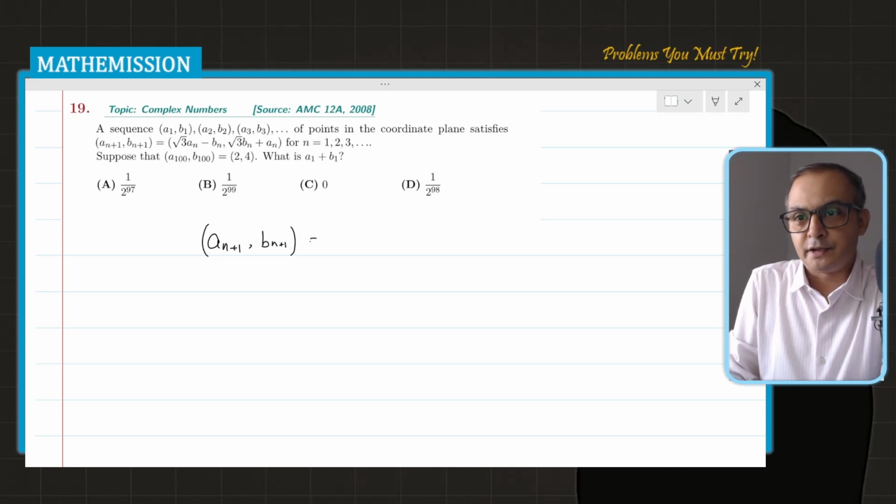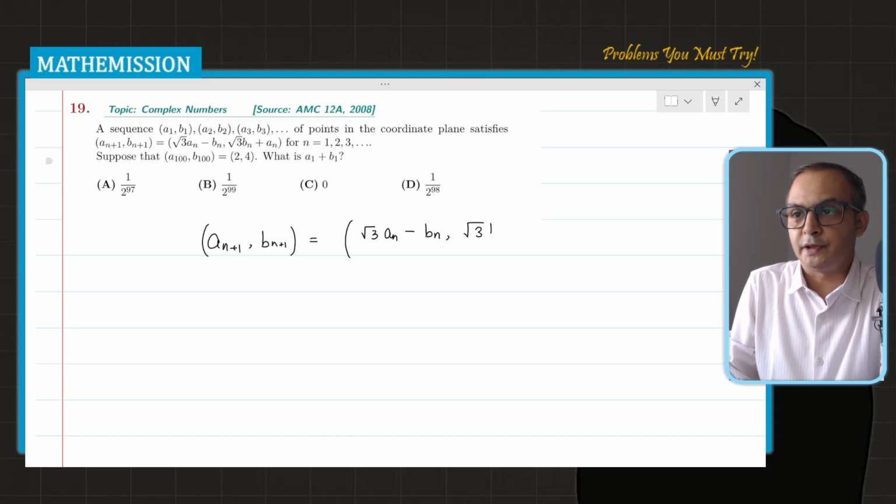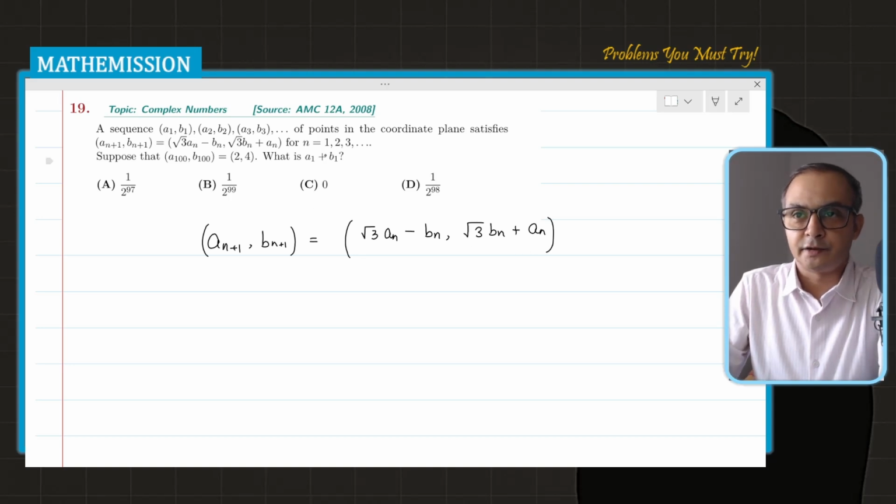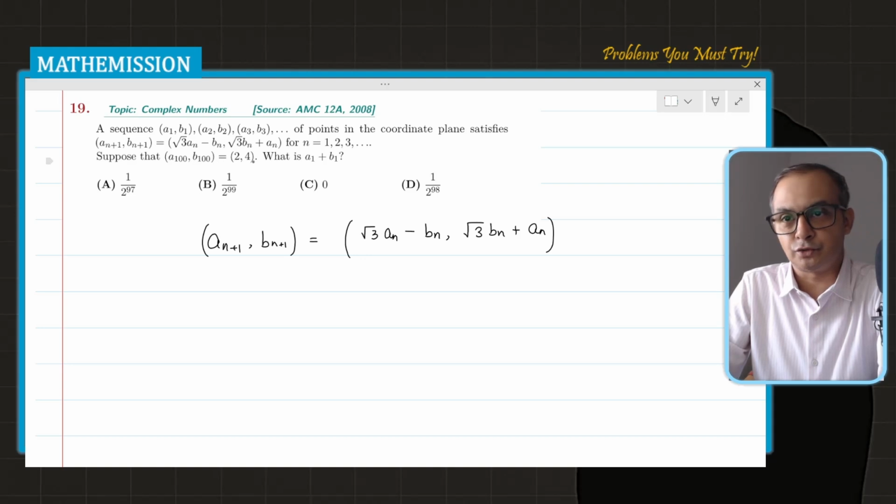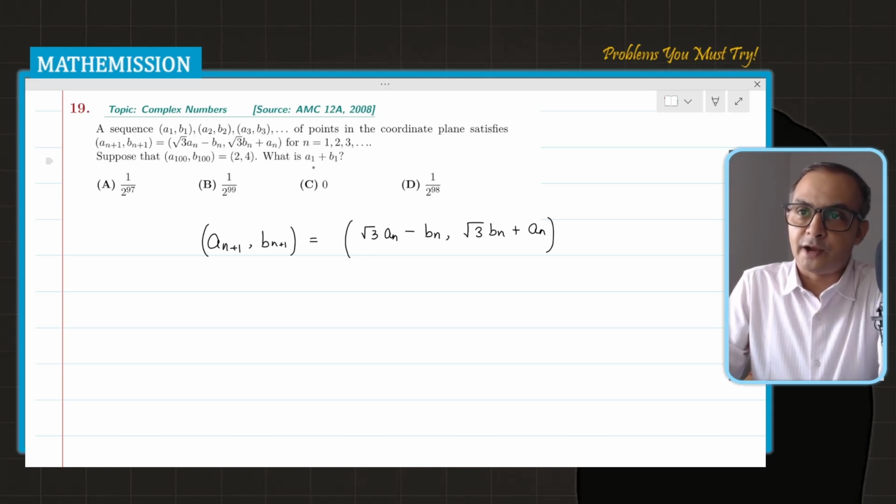this ordered pair, is equal to the ordered pair (square root of 3 an minus bn, square root of 3 bn plus an), and it is for n starting from 1 up to perhaps 100 in this scenario. And suppose I have the ordered pair (a100, b100) equal to (2, 4), then what is the value of a1 plus b1?